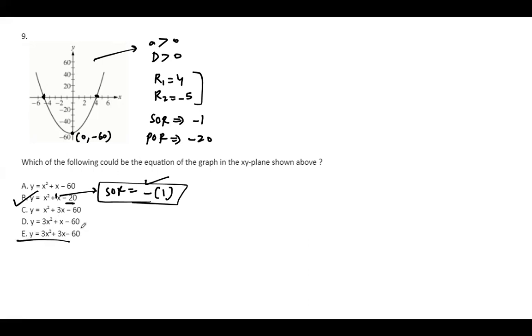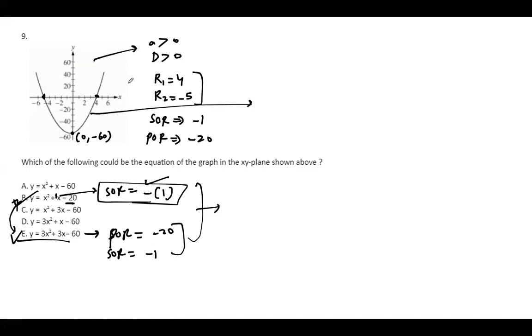So let's check option E also. Product of the roots is minus 60 by 3, which is minus 20, and sum of the roots would be minus 3 upon 3, which is minus 1. Okay, so options B and E both satisfy. Now, just a sec. Rather than putting the point in, we can also have one check.